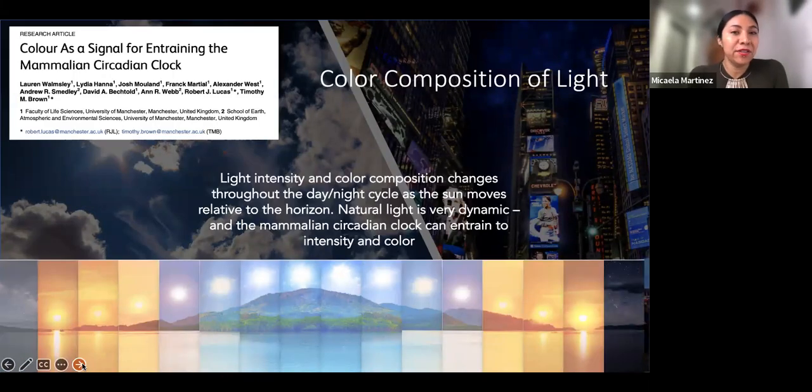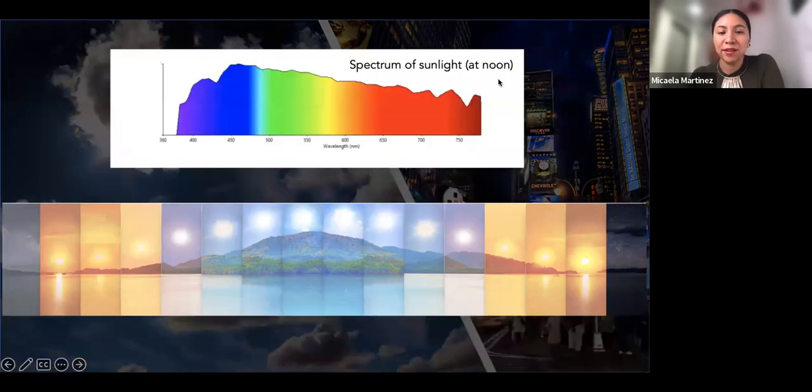And one of the other things that our study wasn't able to capture, but I think is really important to know, is that other research groups have shown that it's not just about light intensity that matters, but also the color of the light that we experience. And the color of natural light changes throughout the day as the sun moves across the horizon. So when you hear about full spectrum sunlight, here is a color spectrum for sunlight at noon. It has all of the different color components to it. And then as the sun is moving across the horizon, the spectrum will change.